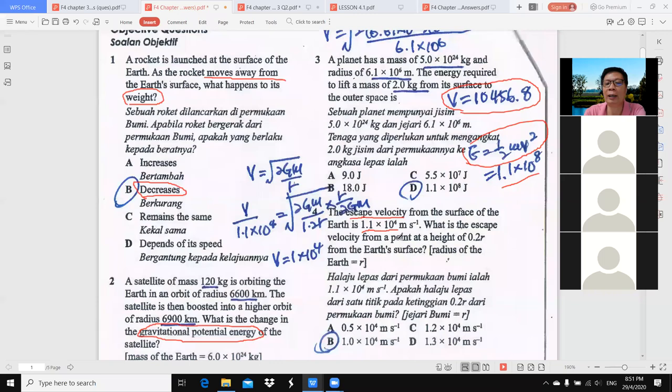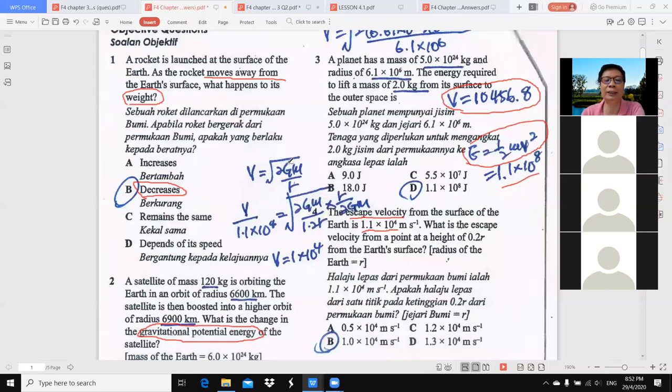Meaning like this, this is the Earth. From here you want to escape, so the velocity is 1.1 × 10⁴. Now slightly higher, another 0.2 r up here. From here, you want to escape. So what is the velocity? Now they ask you to calculate.